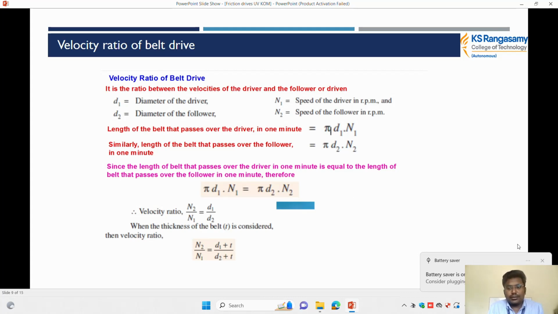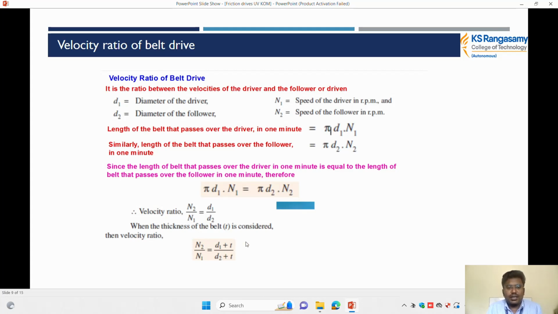The length of belt that passes over the driver in one minute is pi D1 N1. Similarly, the length of belt that passes over the follower is pi D2 N2. Equating the two, pi D1 N1 equals pi D2 N2. The pi cancels, so we get the velocity ratio N2 by N1 equals D1 by D2.